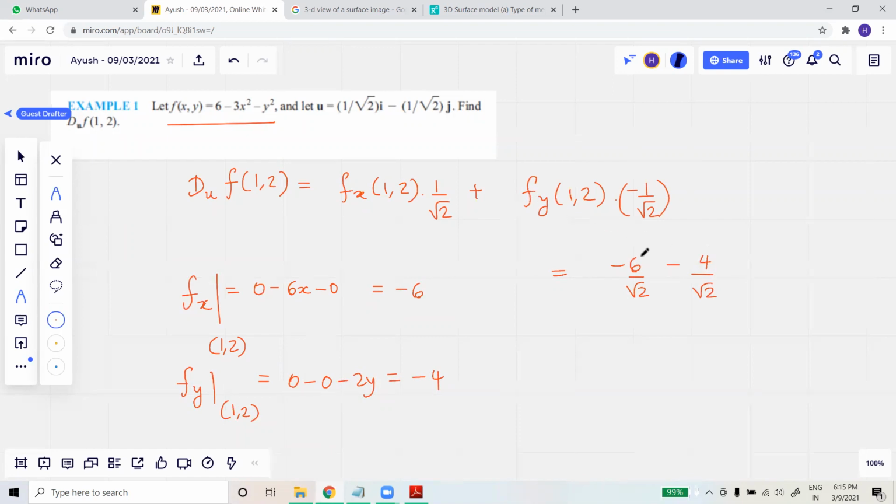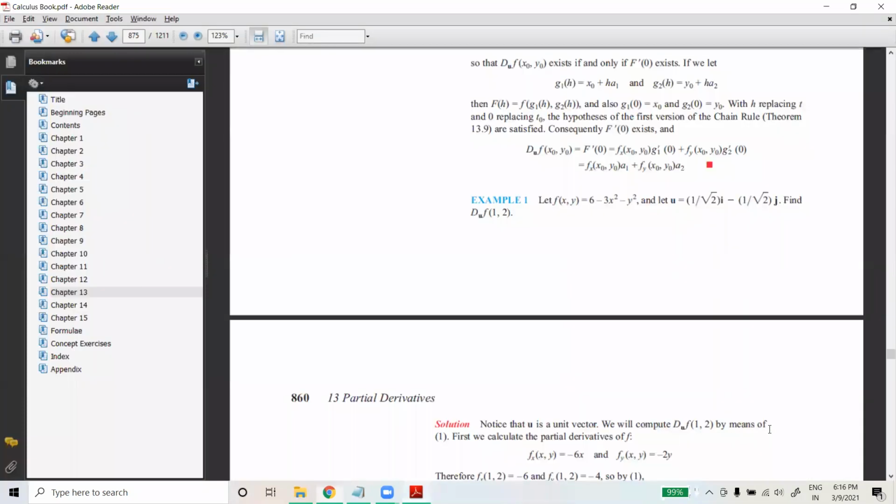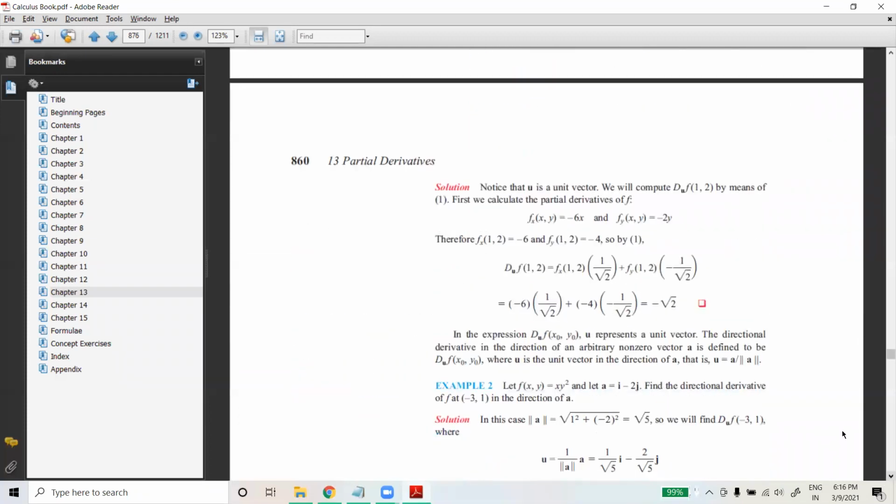Because of the negative in minus 1 by root 2, this will become plus, right? So it becomes negative, minus 2 by root 2, so that's minus root 2. So the directional derivative in this direction is negative root 2. Yes, right.